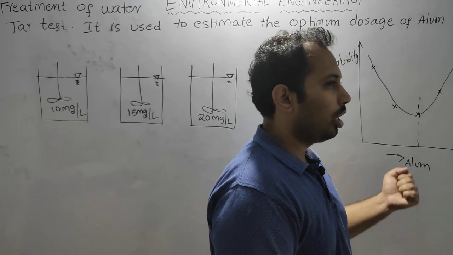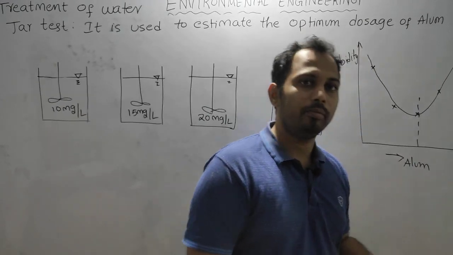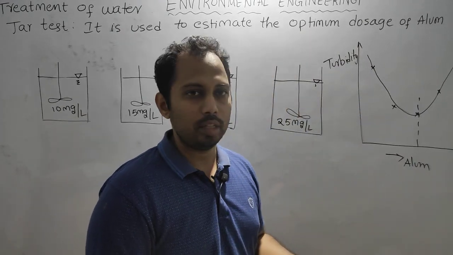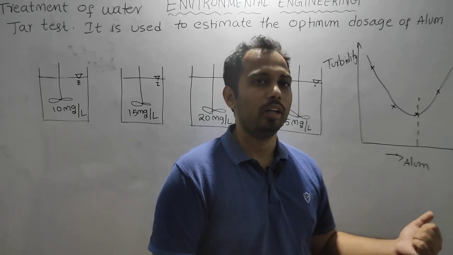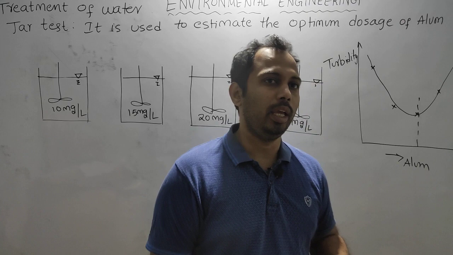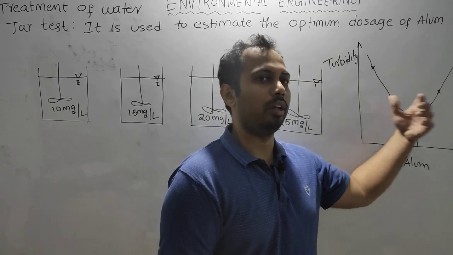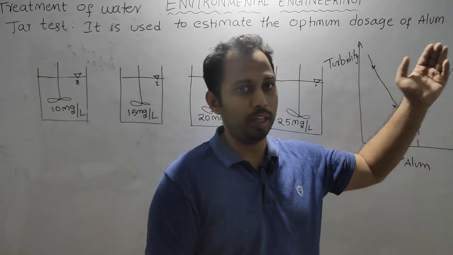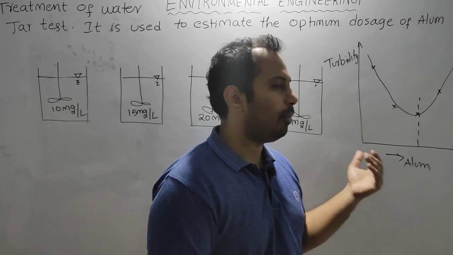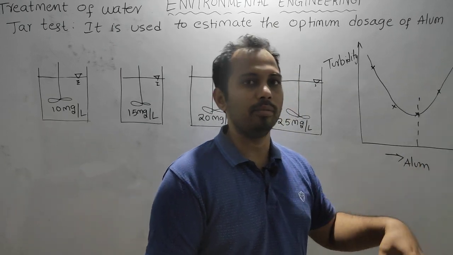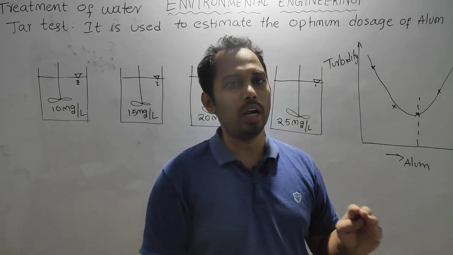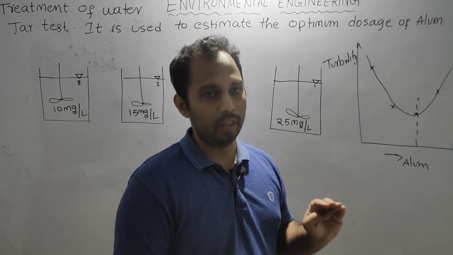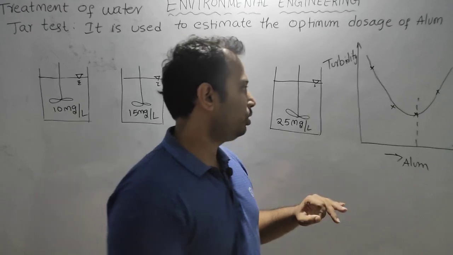That means there are no colloidal particles left to settle down; all the colloidal particles are over. Now whatever alum you add behaves like turbidity and enhances the turbidity. If you add more alum, that alum itself becomes turbidity again. So that is why it is necessary to add alum as per the requirement. That is called the optimum dosage of alum.